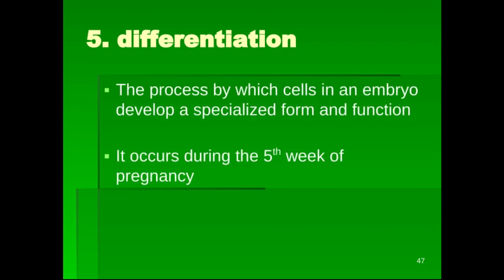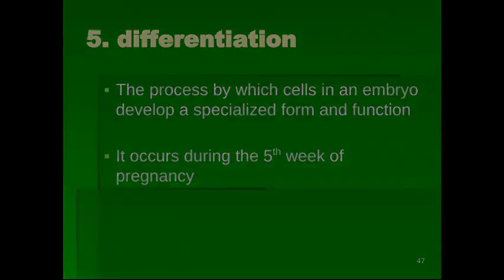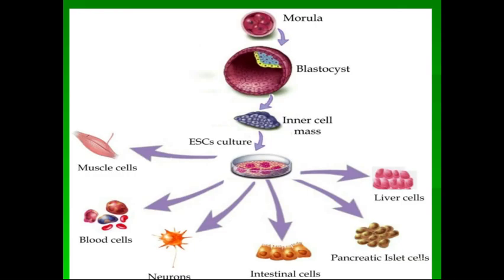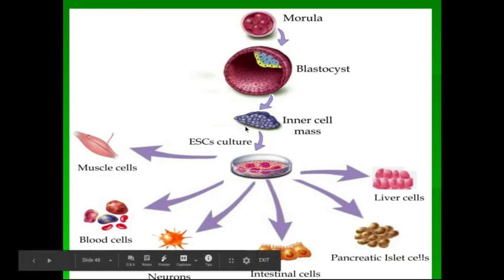And finally, we didn't talk about differentiation, and I'm not sure how much time we're going to spend on differentiation, but it's when the cells in the embryo develop a specialized form and function. So they start to have different jobs. So 4 and 5, I'm not as concerned with. I want you to focus more on the genetic variation parts. So let me know if you have any questions. Oh, here's just a picture of differentiation.